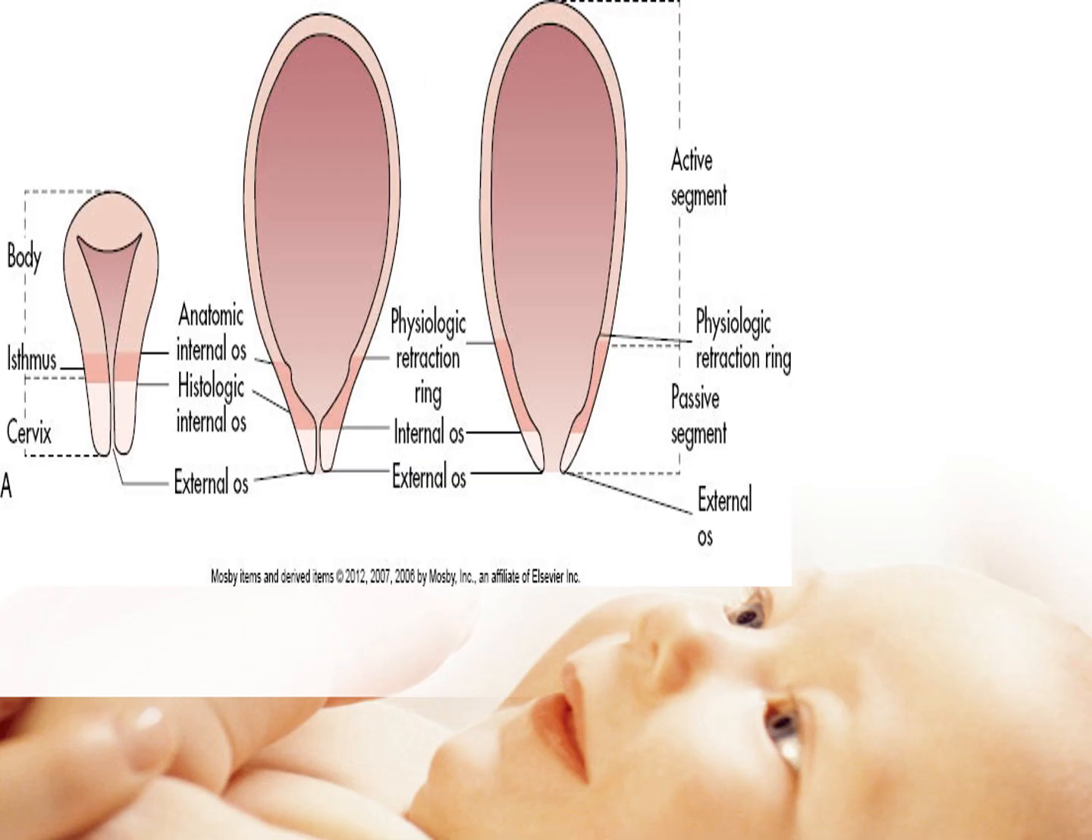This is just a diagram showing you a little bit about how the uterus stretches. The walls of the uterus get thinner as labor progresses, and the cervix will thin out, it will open.